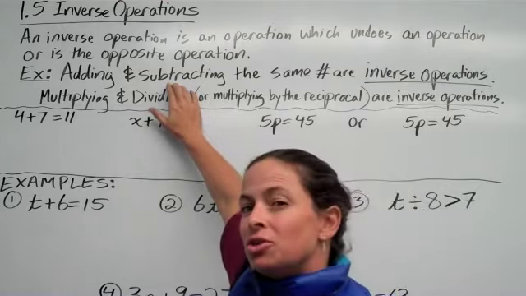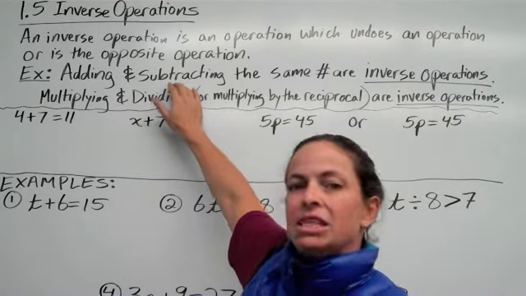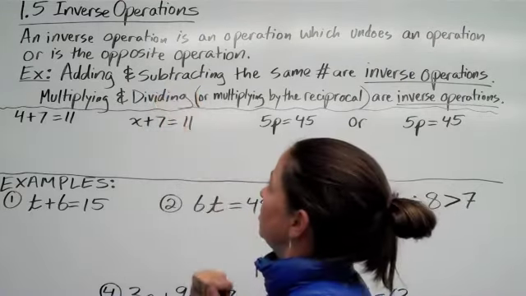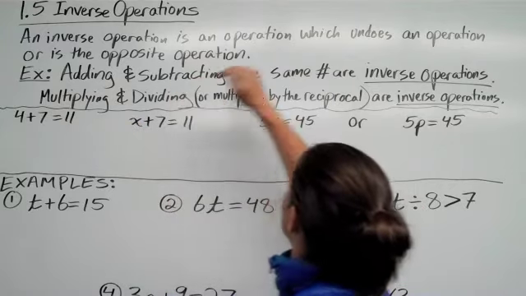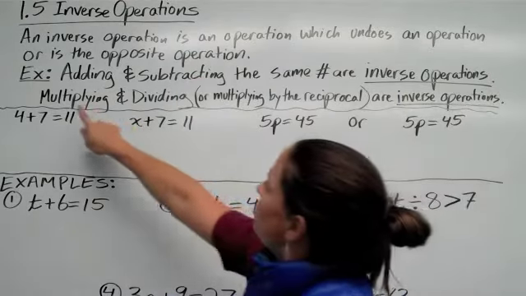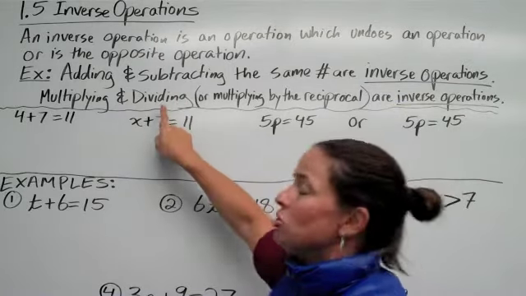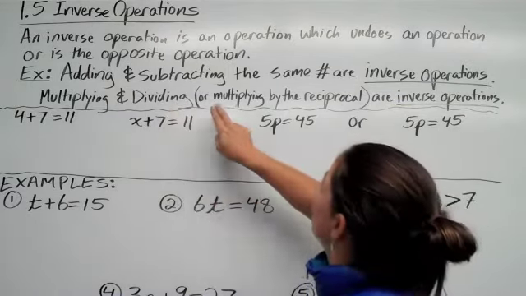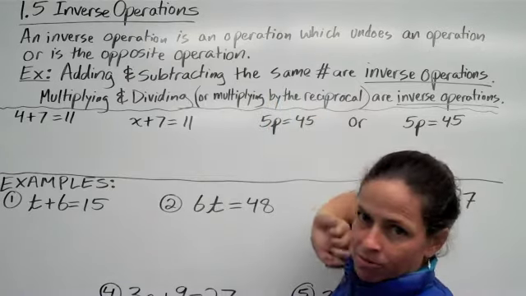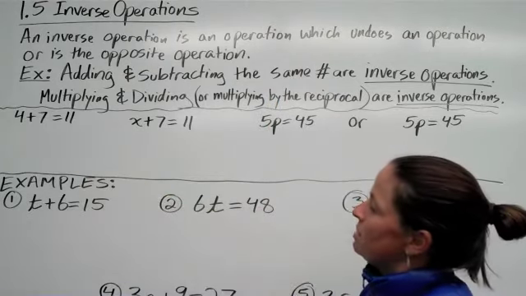Sometimes we also think of subtracting as adding the opposite. So, if you add and you add the opposite, they are inverse operations. Multiplying and dividing are inverse operations. You can also think of dividing as multiplying by the reciprocal. So, here are some basic examples.